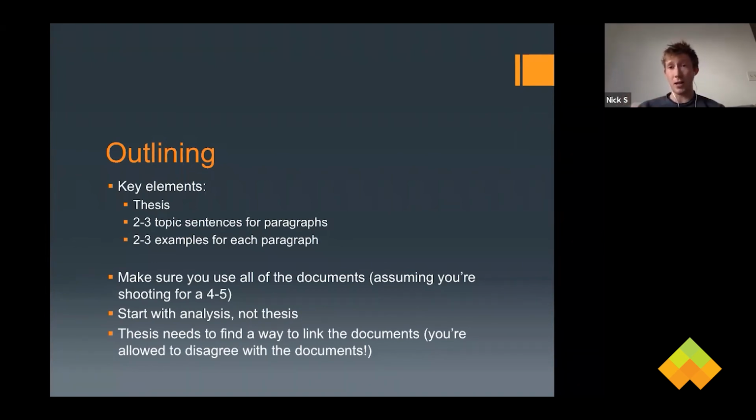You can even probably get away with articulating a document fully and just explaining how it disagrees with you, and then transitioning by saying, however, that is less significant than the information contained in this other document. So even fully explaining one, then just claiming it's less significant, that counts as using the 2 documents and explaining how they're connected to your thesis as well.